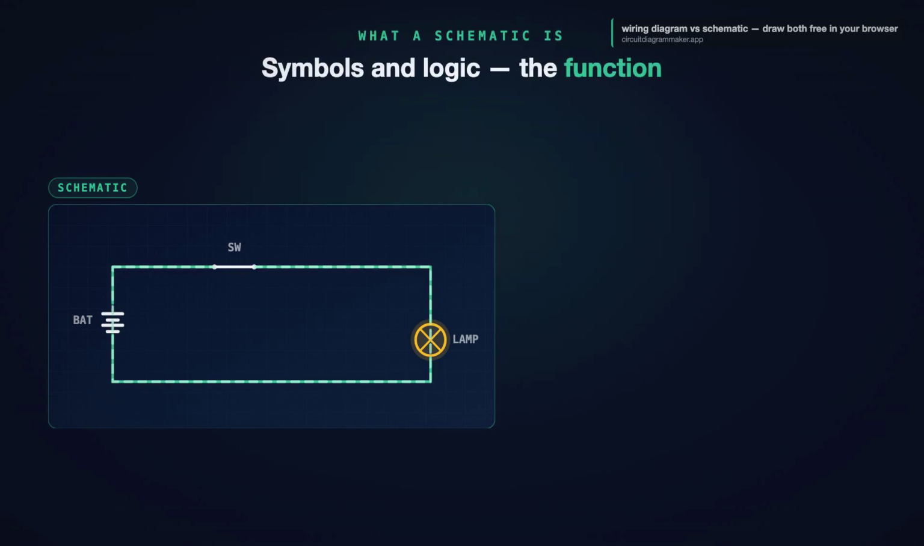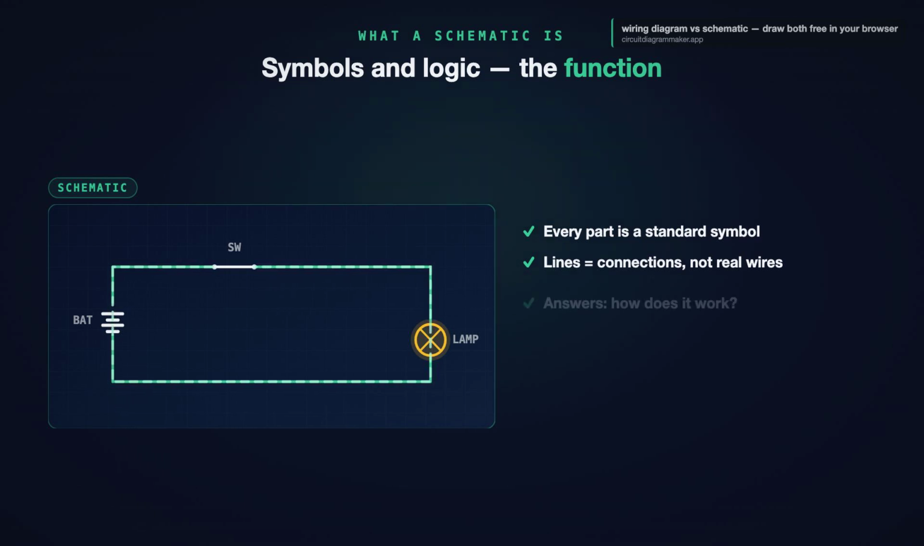Look at it closely. Every part is a standard symbol. The battery is two clean lines, long and short. The switch is a little hinge break in the line. The lamp is a circle with a cross through it. Nobody drew the real object. They drew the agreed symbol for it, the same symbol an engineer anywhere in the world would recognize.